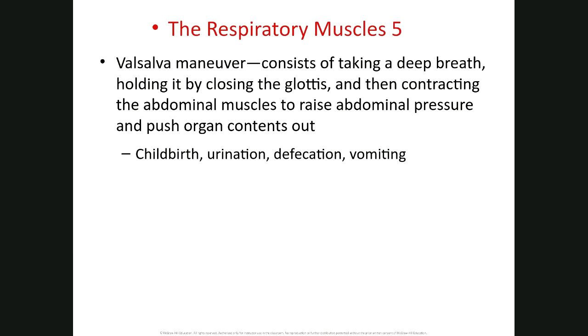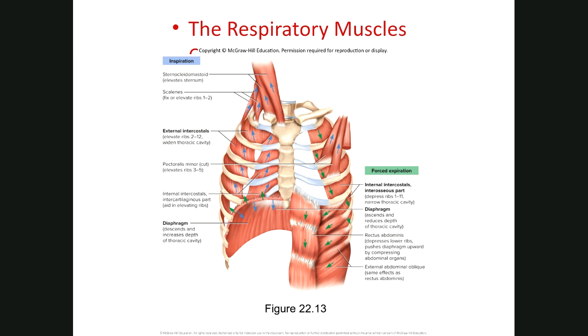Valsalva maneuver: while we can use it to push out air, we can also use it by loading up with air in our thoracic cavity and using it against the abdomen and the pelvic area. Therefore, it can be used for childbirth, urination, defecation, and also vomiting. This diagram shows you muscles in blue, which are used for inspiration, and muscles in green, which are used for forced expiration. Gives you that good idea.